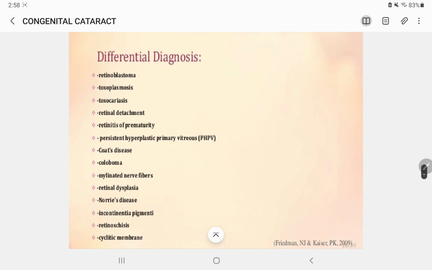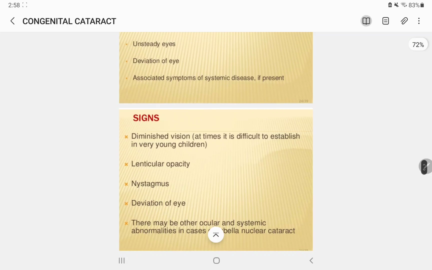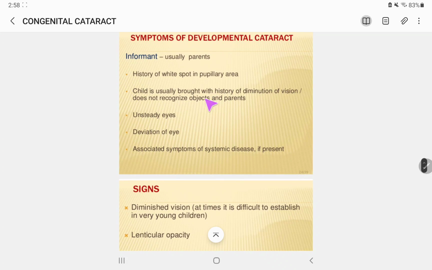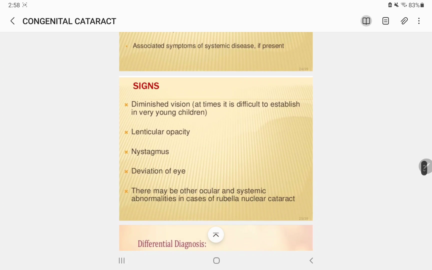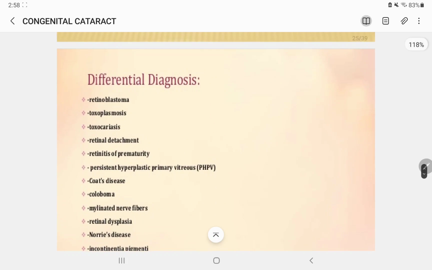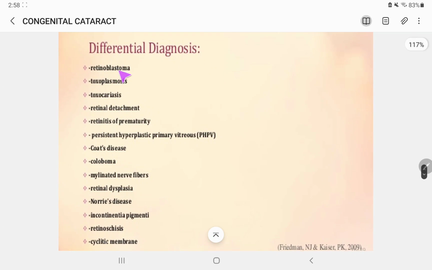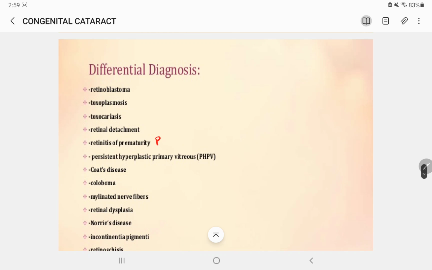So what are the differential diagnoses? If a child has a history of white spot, diminution of vision, not recognizing parents and objects, unsteady nystagmus, deviation of eyes, and lenticular opacity, what are the differential diagnoses? That is, what is the differential diagnosis of congenital cataract? That includes retinoblastoma, toxoplasmosis, toxocariasis, retinal detachment, retinopathy of prematurity, also known as ROP, and another one, persistent hyperplastic primary vitreous, PHPV. ROP, PHPV, Coats disease, coloboma.